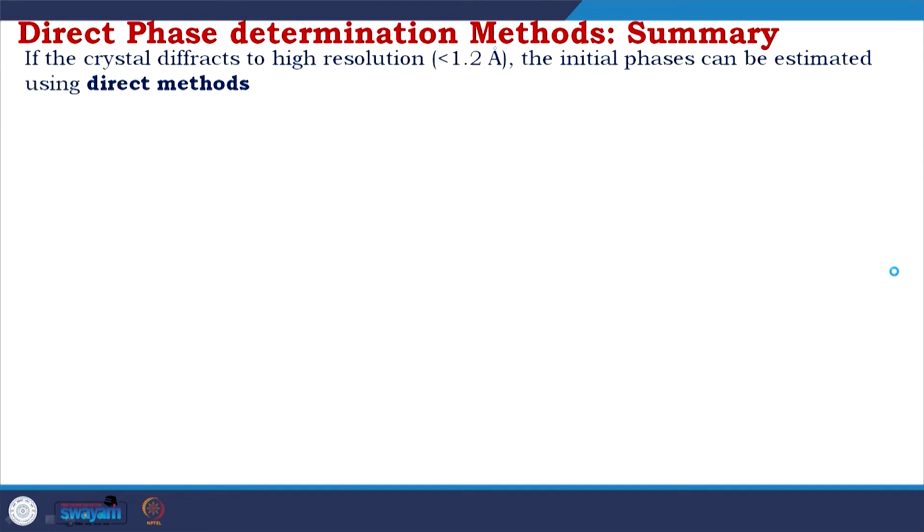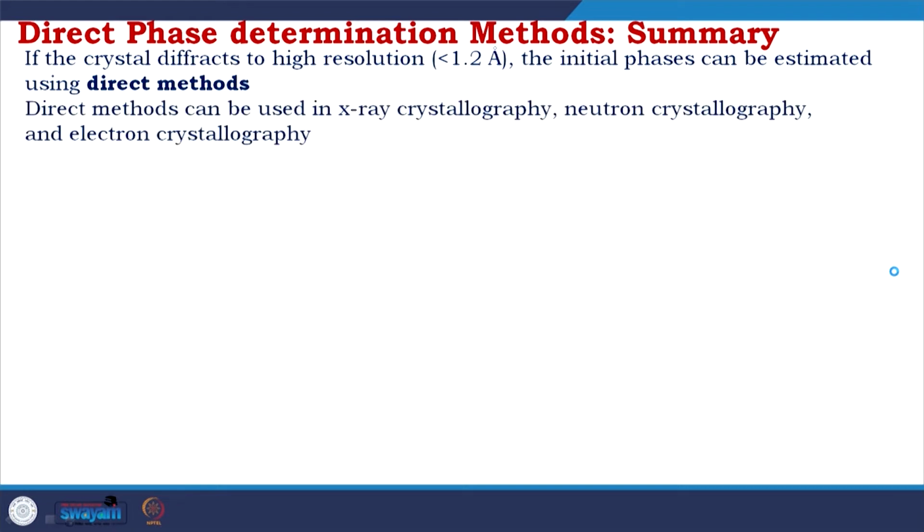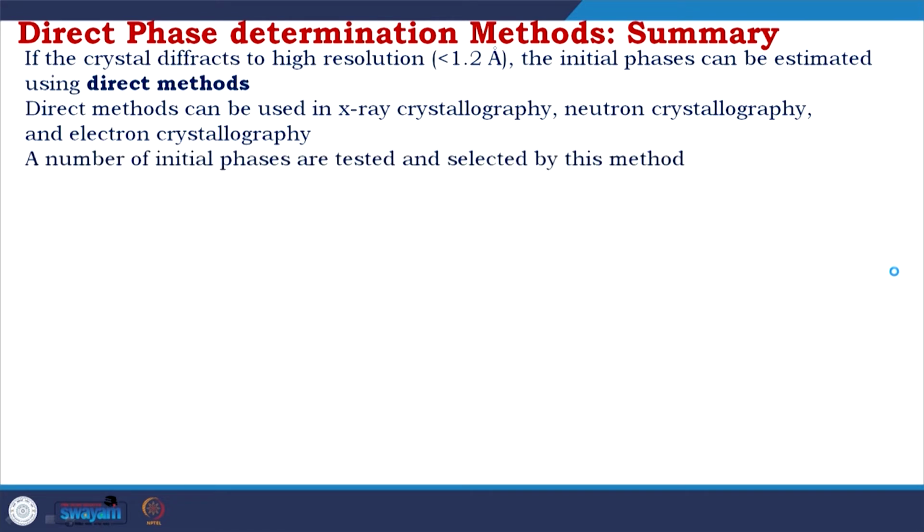Let us get a summary of this. So, there are three methods. One is called the direct method, one is called the Patterson function based method, and another is called the brute force method. If the crystal diffracts to high resolution, less than 1.2 angstrom, the initial phases can be estimated using direct methods. Direct methods can be used in X-ray crystallography, neutron crystallography and electron crystallography. A number of initial phases are tested and selected by this method.